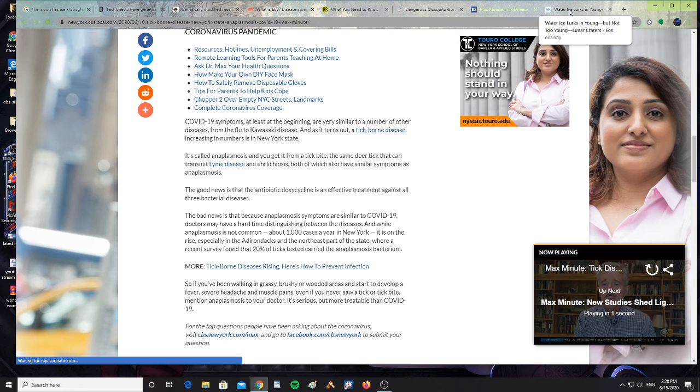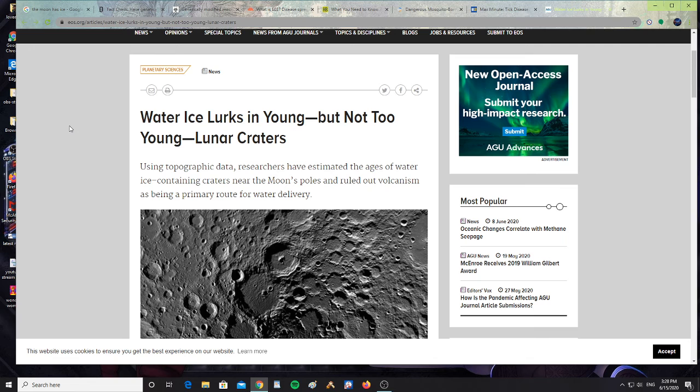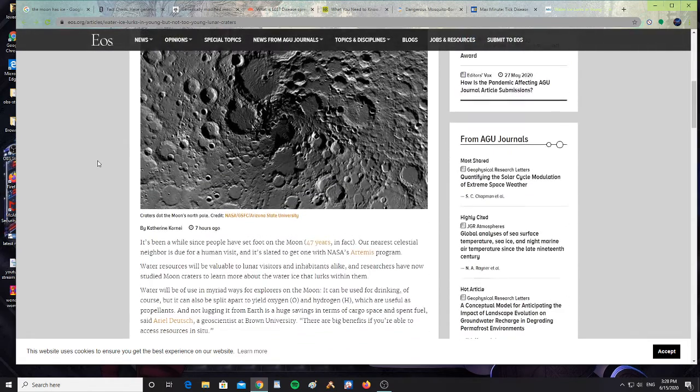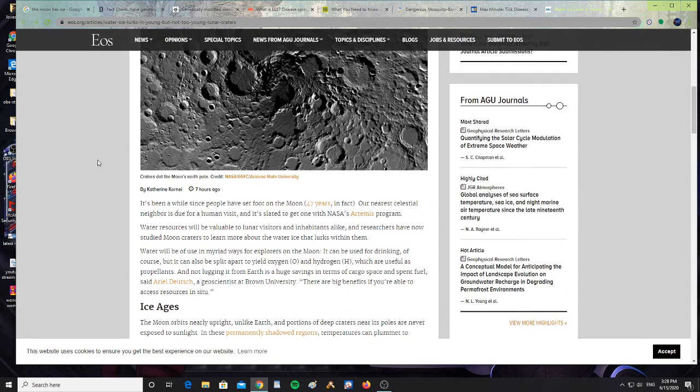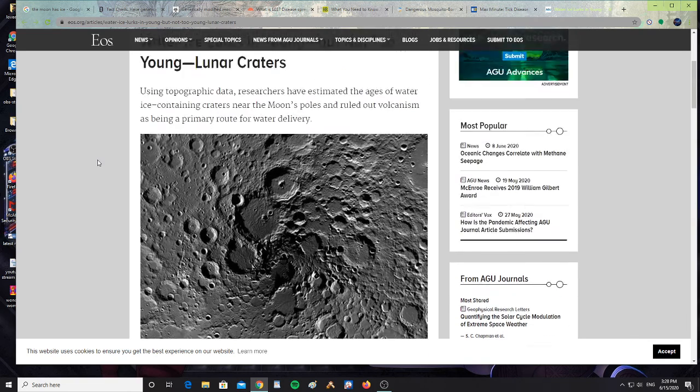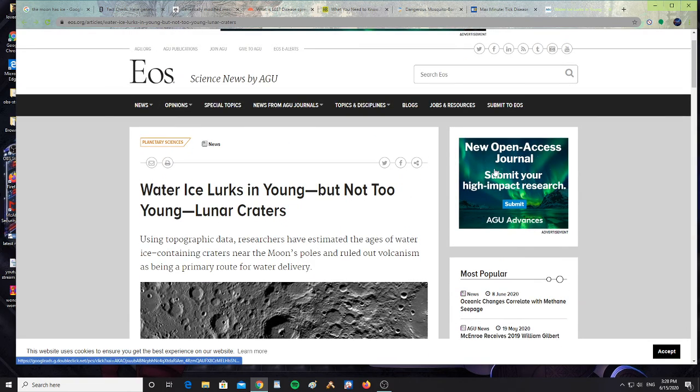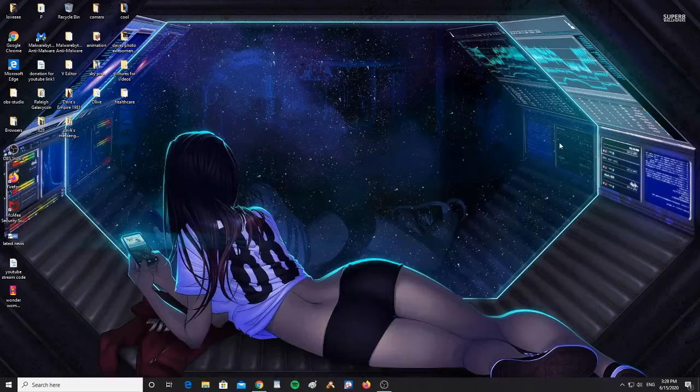Also, water ice lurks in young but not too young lunar craters. Using topographic data, researchers have estimated the ages of water ice containing craters at the moon's poles and ruled out volcanism as a primary route for water delivery. So they've discovered a certain number of craters that have water and ice on the lunar surface. That is pretty awesome. I'll leave the links to these articles.